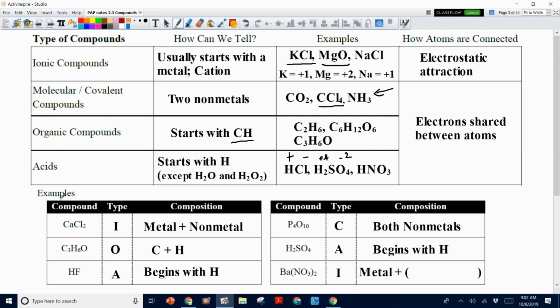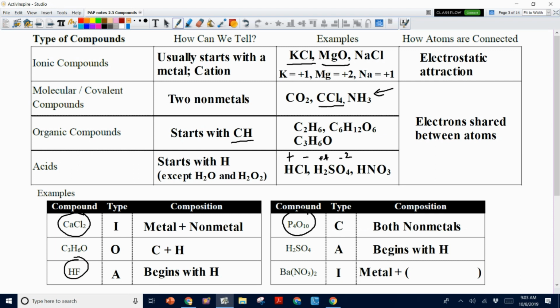All right, so here we have some more examples in this chart here. If you're looking at just this compound, calcium chloride, how do you know if it's ionic, covalent, organic, or an acid? Well, you have to look at what's bonded. So we have calcium and chlorine, and this is going to be ionic because calcium is a metal, chlorine is a nonmetal. And then we have C3H6O. Okay, so you see the CH there. That means it's going to be organic. And then HF is our next example. Okay, this begins with an H, and it's not water or hydrogen peroxide, so that's going to make it an acid because it begins with H.